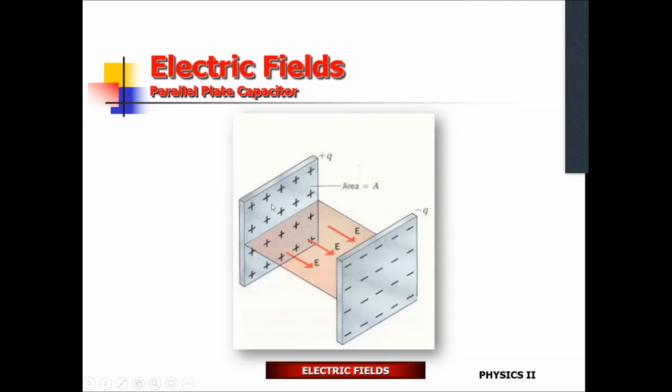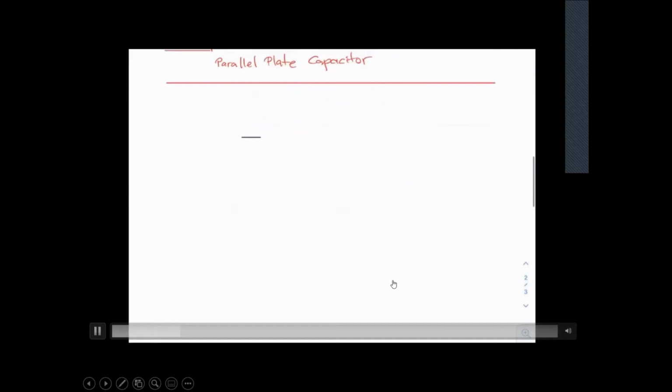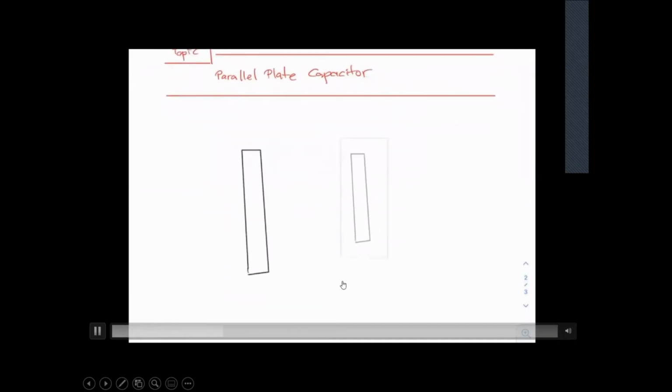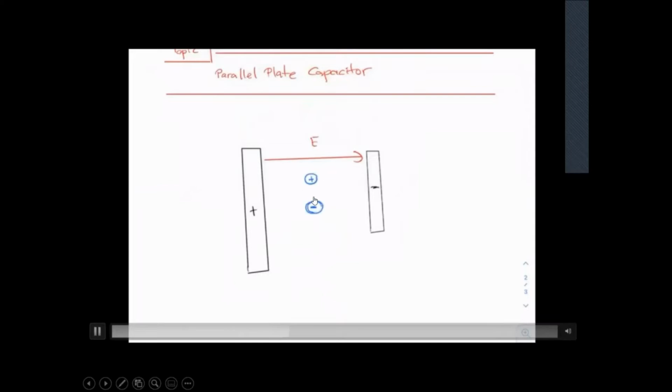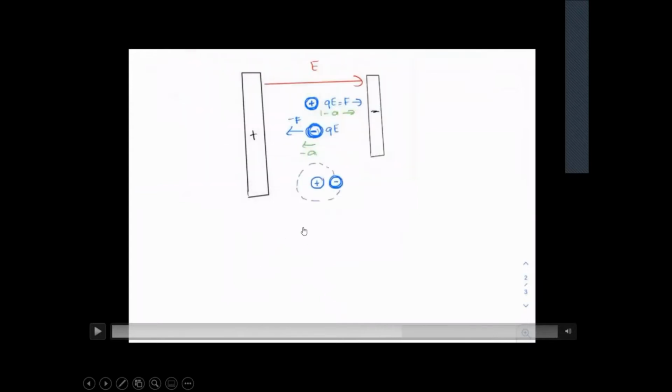So we have two oppositely charged regions. There's going to be a constant electric field in between. When you place a positive charge within that region, the electric field acting on the positive charge is going to induce a force on it. As a result, this positive charge is going to accelerate in the direction of the force. The electric field acting on the negative charge will induce a force in the opposite direction of the electric field. The positive charge is going to accelerate in the direction of the electric field. The negative charge is going to accelerate in the opposite direction of the electric field.